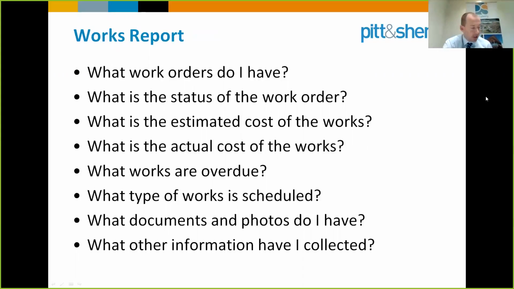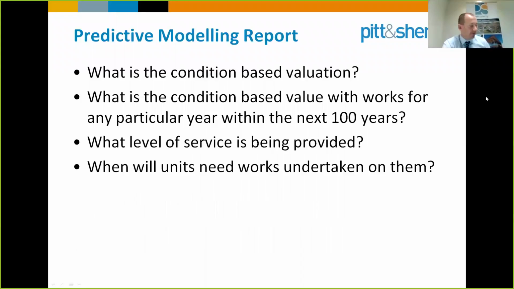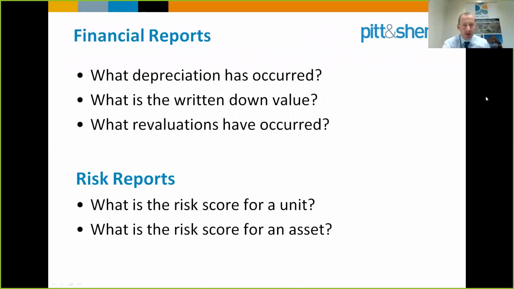What we might do now is just touch on the predictive modeling reports. And I noticed I just skipped over the financial reports and risk reports. So for financial reports, we cover depreciation, your written down value and revaluations. For risk reports, we've got a risk rating for components, which is aggregated up to asset level, and so you can report on that as well.